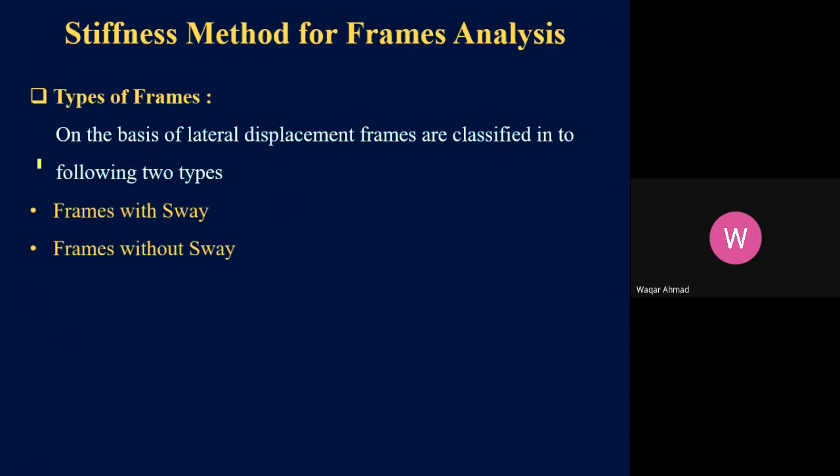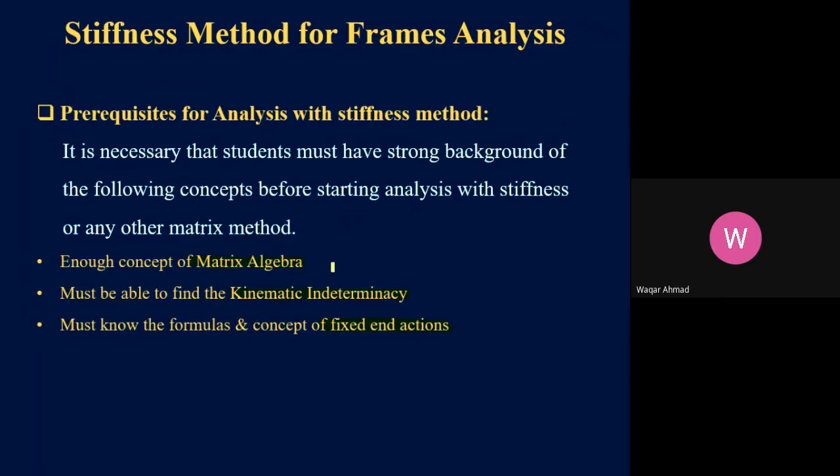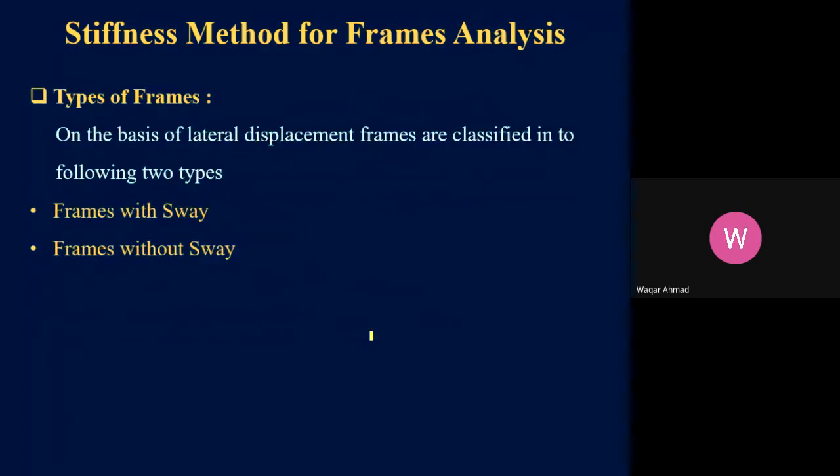Okay, what are the types of frames? Do you have any problem in this? I think you know matrix algebra, you know the kinematic indeterminacies, and you also know the fixed end actions and how to determine them. So I think we can move forward, okay? If you have any problem, you can ask here.